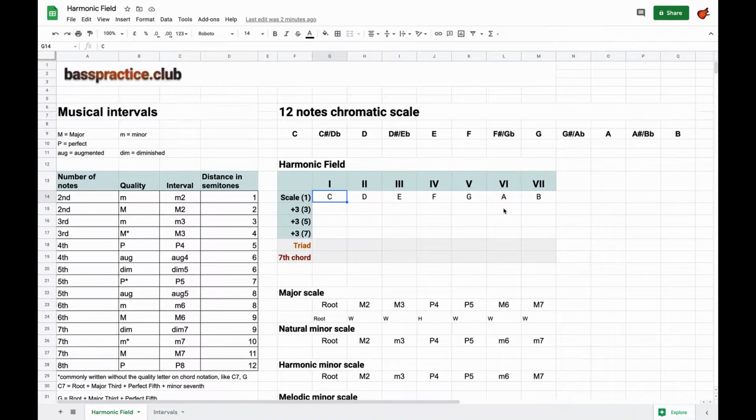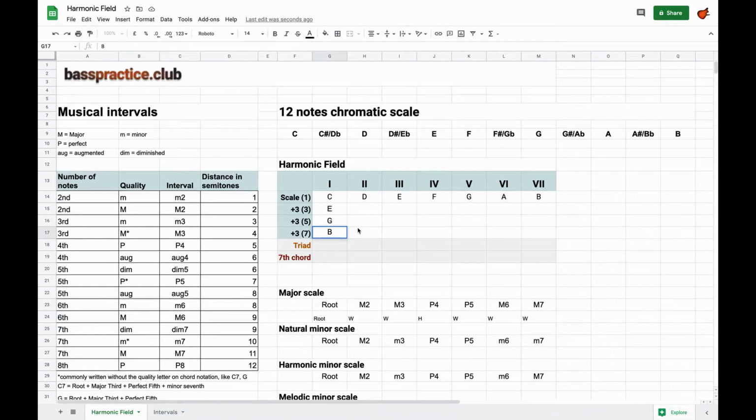Let's see in this scale here. I have the 1 that we see. I need the third, plus 3. 1, 2, 3. It's inclusive, so you should count the one that you're starting. 1, 2, 3. So here will be E. And then from E, we count plus 3 again. So 1, 2, 3. Here, we put the G. From G, we count plus 3 again. G, A, B. So we put B here.